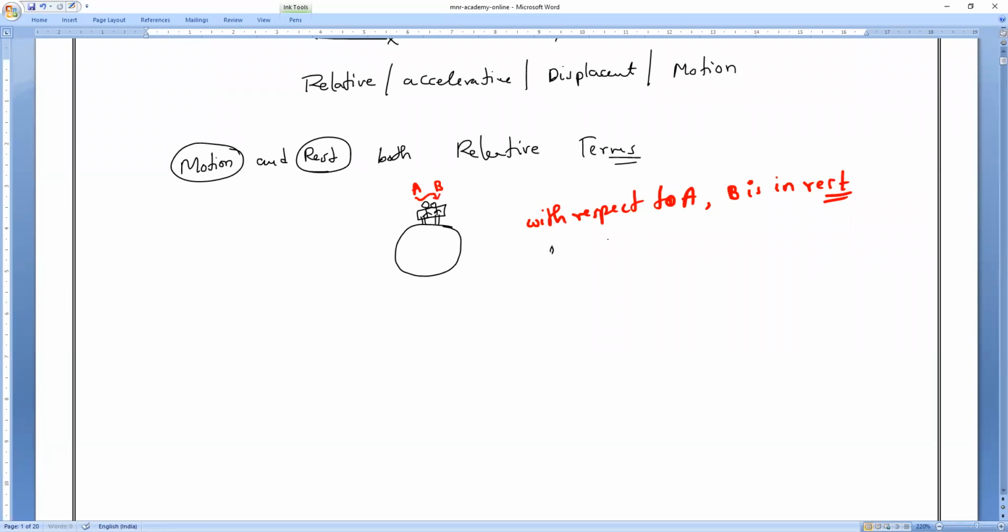And if you take with respect to B, A is also in what, Pradosh? A is also in a state of rest. Is it clear? Understood, everybody? All of you? Yes or no? So with respect to A, B is in a state of rest, and with respect to B, A is in a state of rest.